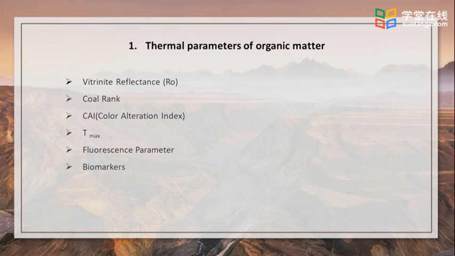Several parameters are used to estimate the thermal maturity of organic matter, such as vitrinite reflectance Ro, coal rank, CAI color alteration index, Tmax, fluorescence parameter, and biomarkers. The most used one here is the vitrinite reflectance, and all these parameters can be used not just to estimate the organic matter thermal maturity, but also to reconstruct the thermal history of sedimentary basins.